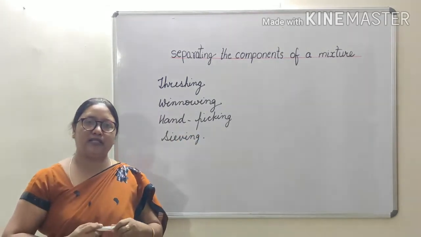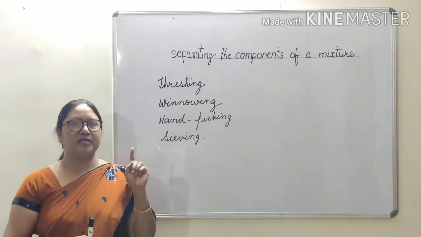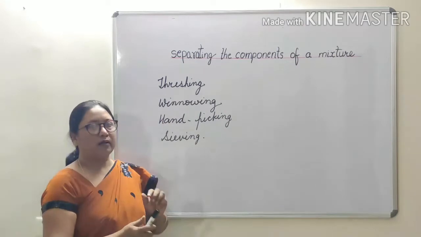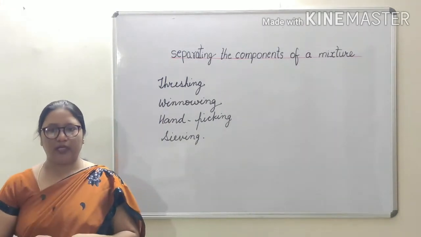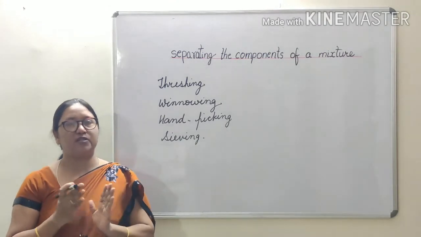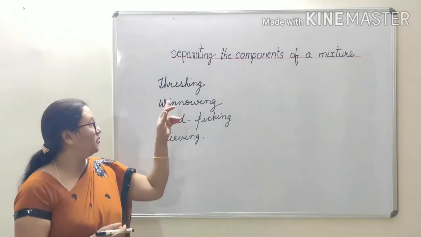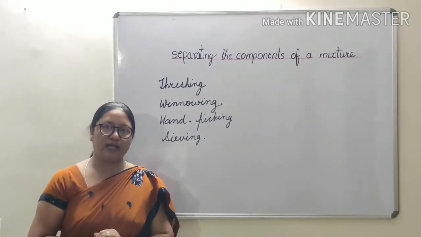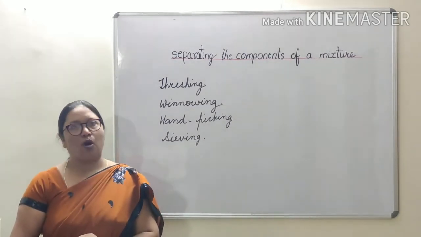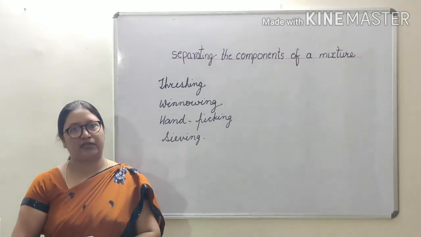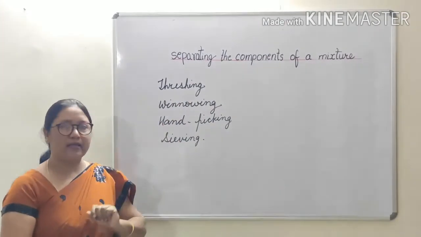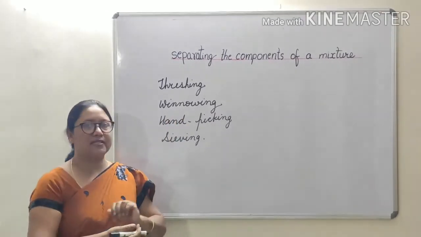After the wheat grain is harvested, the wheat grains have to be separated. So, the first step to separate the wheat grains from the stalk is called threshing. How is it done? It is done by beating the stalks on the ground or by using a mechanical thresher. So threshing is the first method. Second is winnowing.